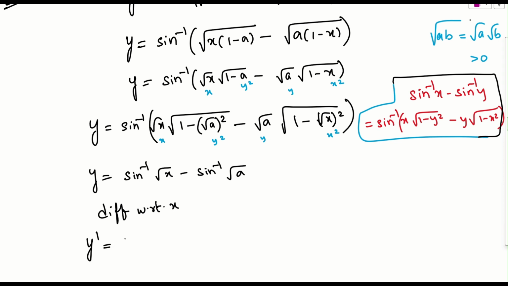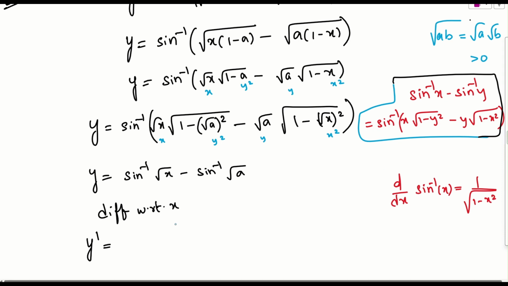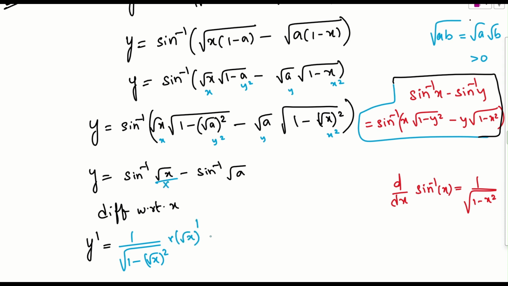We already know the derivative of sine inverse of x. If you want, let me write it down. d by dx of sine inverse of x is 1 by root of 1 minus x square. I'll be applying the same formula, which is 1 by root of 1 minus root x the whole square. And then whatever we have taken as capital X, we need to again apply the derivative for that. Is it okay? Minus.